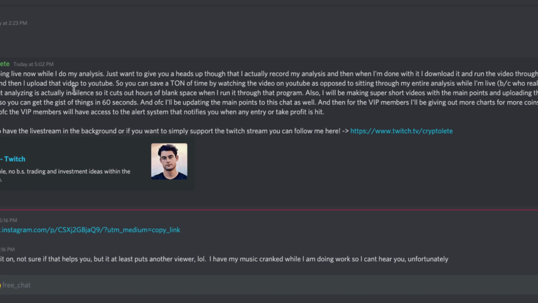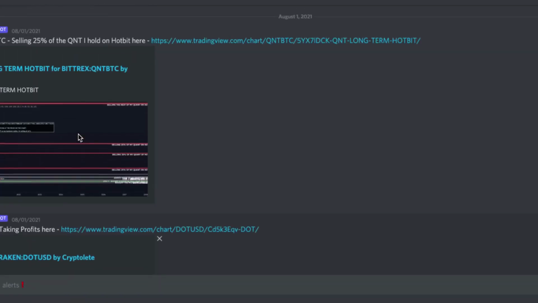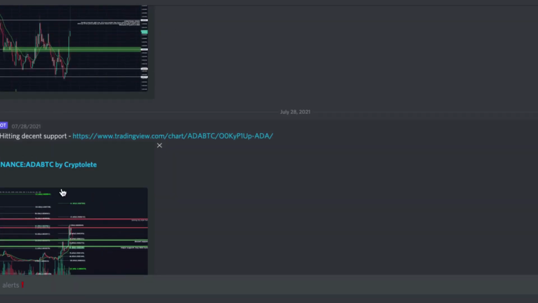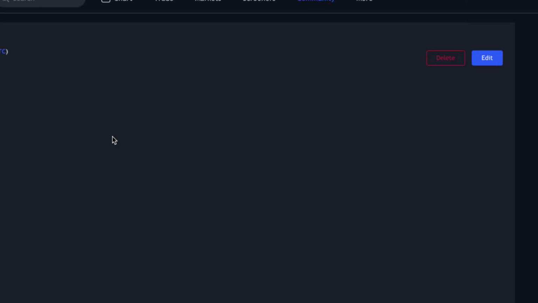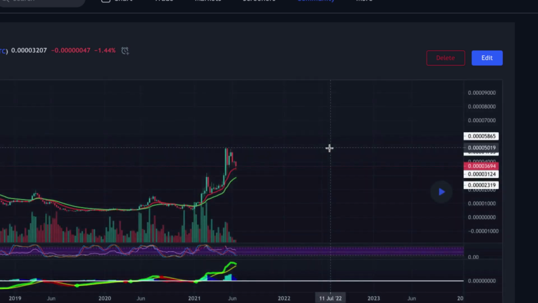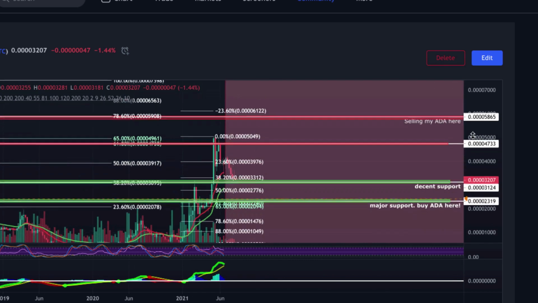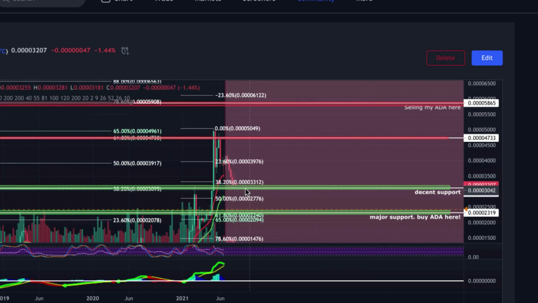And then for the VIP members, I'll be giving out more charts and more coins and a little bit of a deeper analysis. And of course, the VIP members will have access to the alert system, which is this alert system down here, which basically says like, oh, take your profits, buy here, sell here, all this stuff like that, right? The ADA hitting support, like this is an example. I've not looked at this, but this is ADA hitting support, so I must have had decent support right there, I guess. So it's hitting decent support, so you could buy it right there, right? So that's the alert system that I have in here for the VIP members.